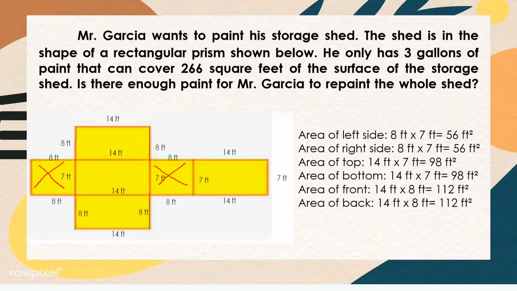Okay, the top is 14 times 7, which is 98 square feet, and the bottom is also 14 times 7, equal to 98 square feet. They also have the same measurement. Last, we have the front, which is 14 times 8, that is 112 square feet, and the back, which is 14 times 8, is also 112 square feet.